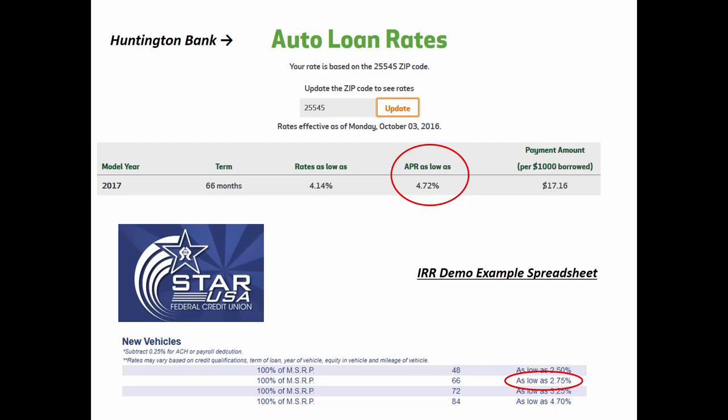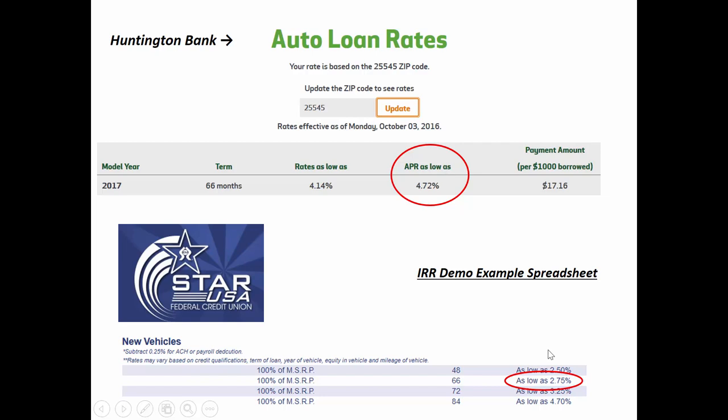There are a lot of different banks out there. Just as a comparison, if you went to Huntington Bank, at least a couple of months ago, and you were borrowing money for a car, their annual percentage rate, which is the effective interest rate when you take compounding into effect, was 4.72%. In contrast, there is a credit union called Star USA Credit Union, and their annual percentage rate for the same 66-month loan would be 2.75%. So it seems pretty close. That's a pretty small difference in interest rate.